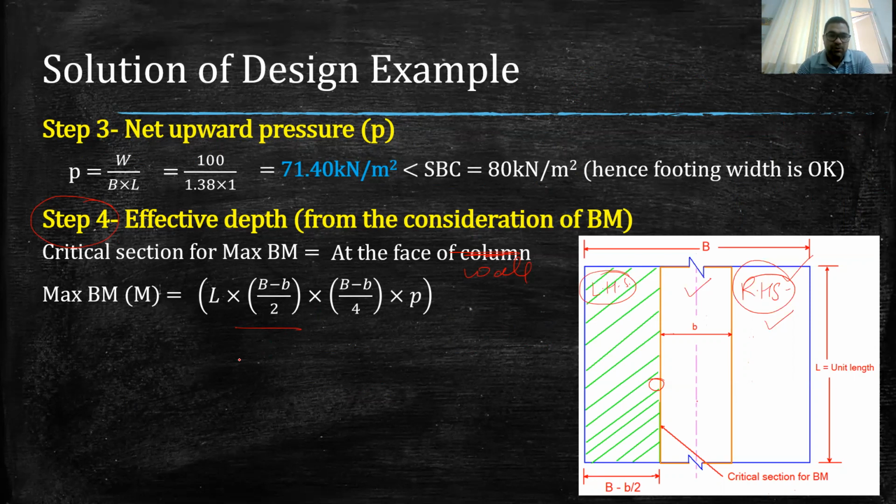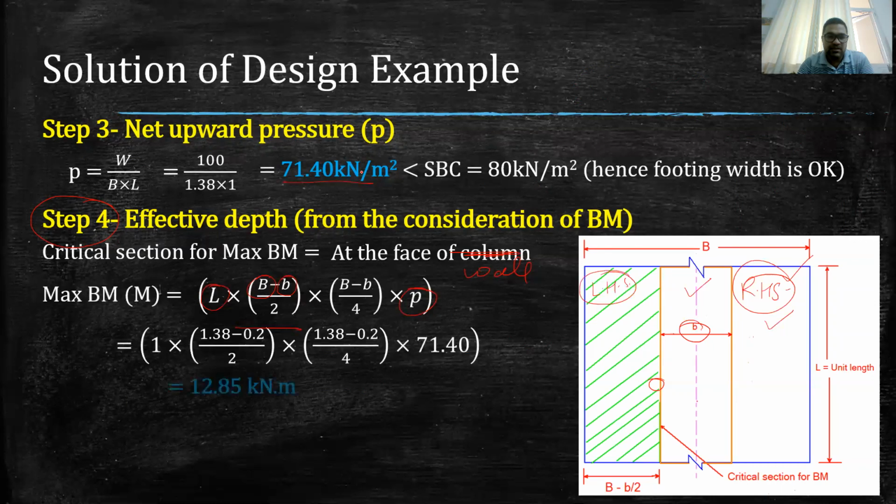So here we will put all the values. L here will be 1 meter, B will be 1.38, and small b will be the thickness of wall. The thickness of wall is already provided to us, which is 200 mm or 0.2 meter. And P value is already known, which is 71.40 kilonewton per meter square. Putting all the values here, we get the maximum bending moment as 12.85 kilonewton meter.